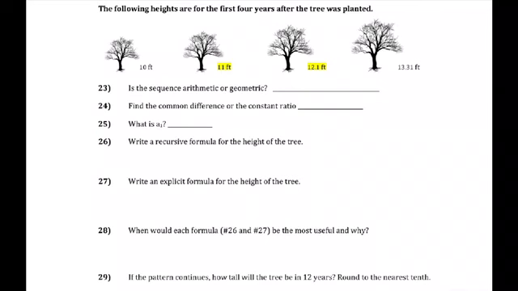Okay, the last part of this: the following heights are for the first 4 years after the tree was planted. So my a sub 1, where we're starting, is 10 feet tall. And my a sub 2 is 11 feet tall, so 2 years after it was planted, it was 11 feet tall. And so the sequence, is it arithmetic or geometric? You think, well, we added 1, do you keep adding 1? Does it just grow 1 foot each year? That's not the way it works. So I'm suspecting that it's geometric. If I say 10 times something is equal to 11, I can solve that and find that it's 1.1. So it is geometric. My constant ratio is equal to 1.1.